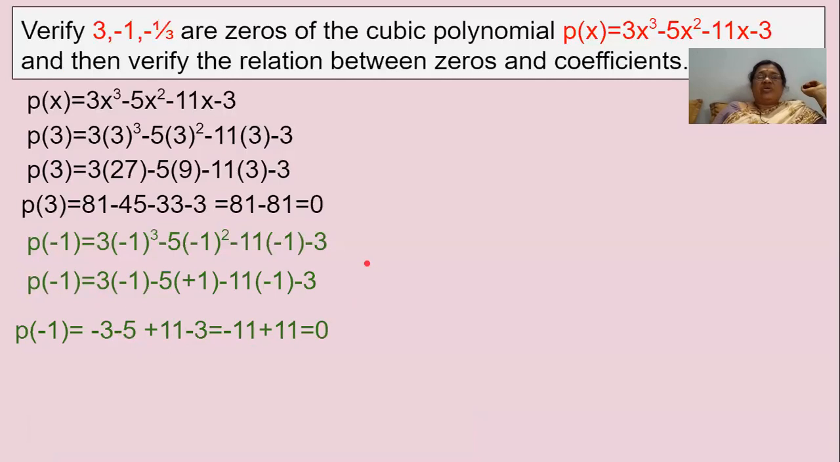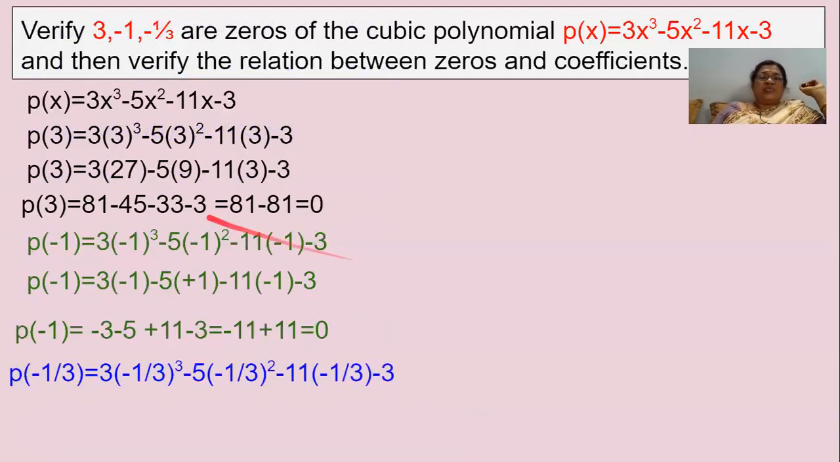So here what we got? When we substitute minus 1 also, we got 0 as an answer. So with this we can confirm that, yes, you are right, you can say that minus 1 is also a 0 for this polynomial. Let us take one more number.